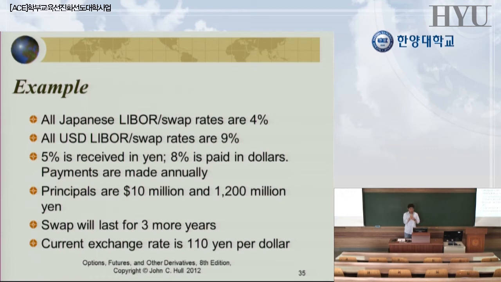Let's say that all the Japanese LIBOR swap rates are 4%, and all the US dollar LIBOR swap rates are 9%. A 5% fixed rate is received in yen, and 8% is paid in dollars, and all payments are made annually. Here the principals will be $10 million and 1,200 million yen, and this swap will last for 3 more years. One important piece of information that you need to know is the currency exchange rate. In this case, let's say 110 yen per dollar.